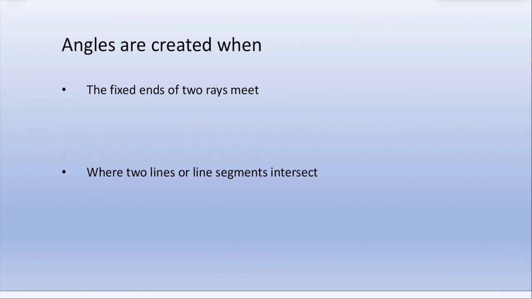So angles are created when two rays meet, like we see here. They can also be created where two lines or line segments intersect. So let me make that a little square. Say we have these two lines. This would be an angle. That would be an angle. That would be an angle. That would be an angle. So there's four angles that are created when those two lines meet.